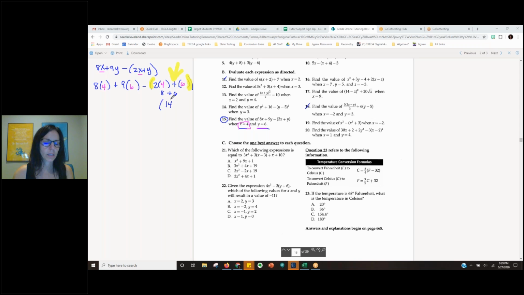Okay, that's what's in the parentheses. So now I'm going to rewrite the problem. I have 8 times 4 plus 9 times 6 minus 14. Remember I told you that that's really like having a -1 out here? -1 times 14. That's kind of like what's happening.